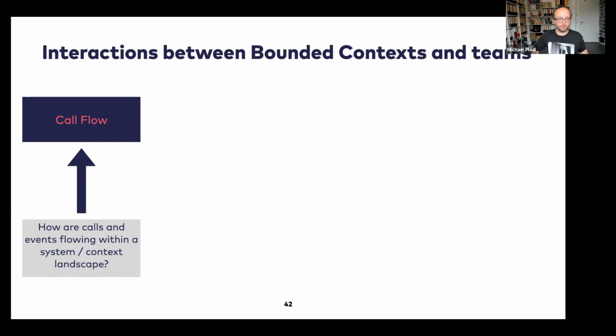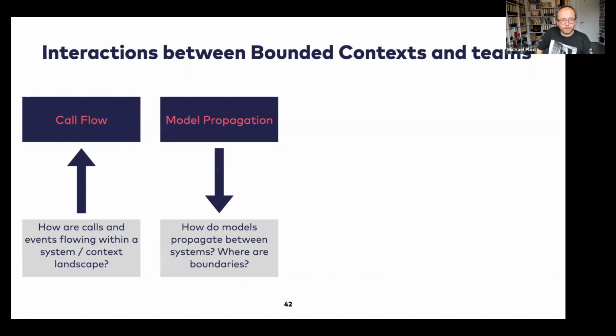Those are diagrams you will find in a lot of the architecture documentation. However, we can dig deeper. How do the domain models propagate through those flows? Which team conforms to something? Which team translates a model into their own representation, for instance? Those two things, we can find them in the code.